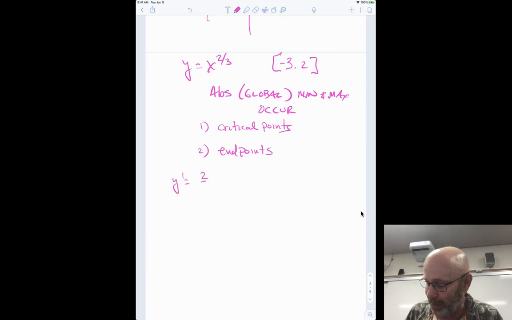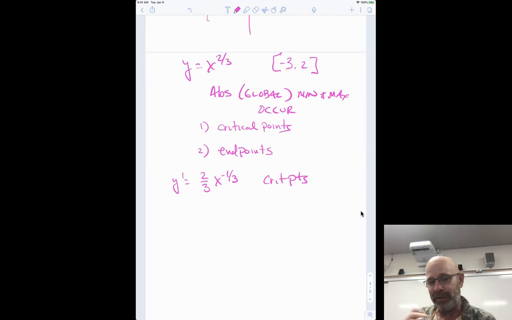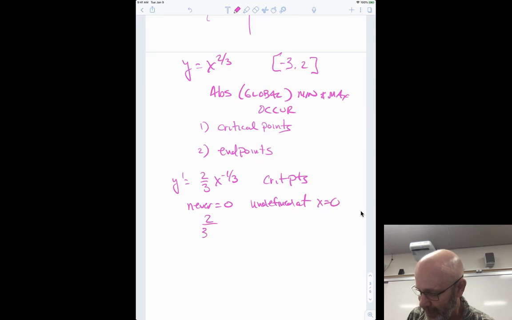I take y prime equals 2/3 x to the -1/3. Done. I'm done with calculus. The rest is algebra. All right, so what we do now is we find the critical points, right? So the critical points are when the derivative is equal to 0 or undefined. So this thing is actually never equal to 0, but it's undefined at x equals 0. Remember, this is the same thing as this, right? So it's undefined at 0, which means there's probably a cusp there. It could be a vertical tangent. We're not going to worry too much about it. The math is going to handle it for us.